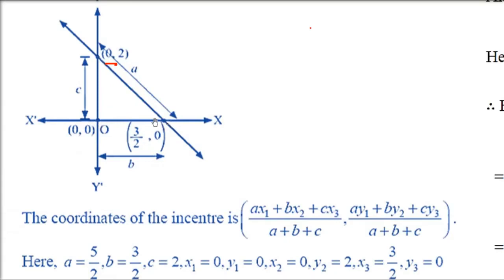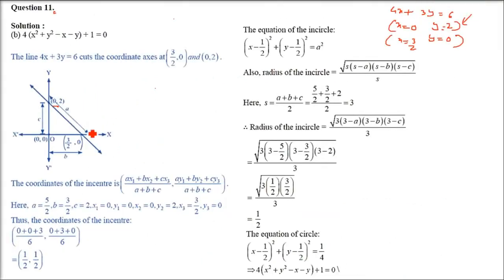Now we want the lengths also. Take one as A, the other as B, and the other as C. The length on the x-axis is 3 by 2, the length on the y-axis is 2, and how about A? A square will be 2 square plus 3 by 2 whole square. We'll use the Pythagoras theorem. So this will come as 5 by 2.